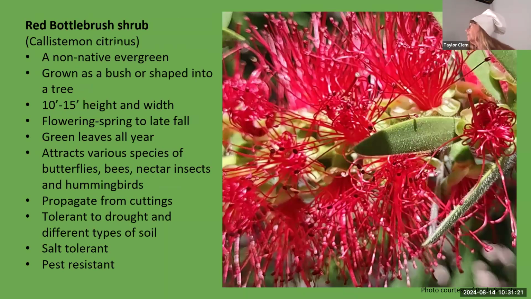Another one is the red bottle brush shrub. It's not a native evergreen, but it is a great pollinator and attracts all types of insects and hummingbirds. And it's very user-friendly for this weather and the soil.